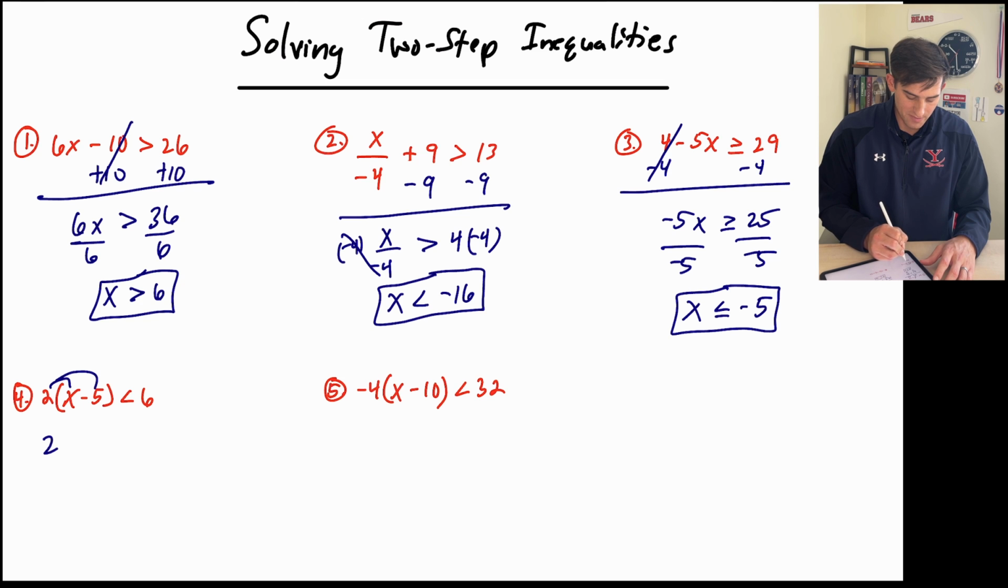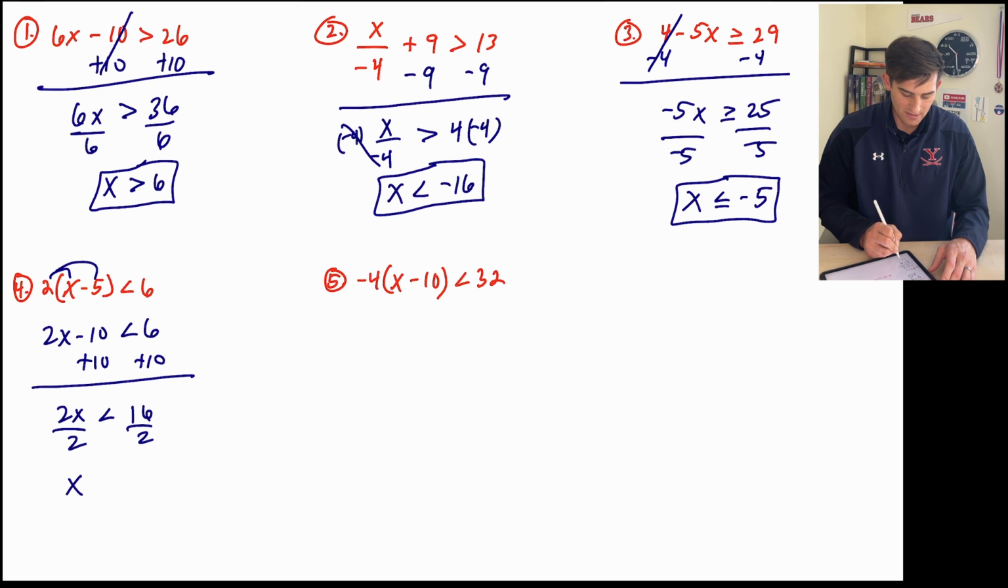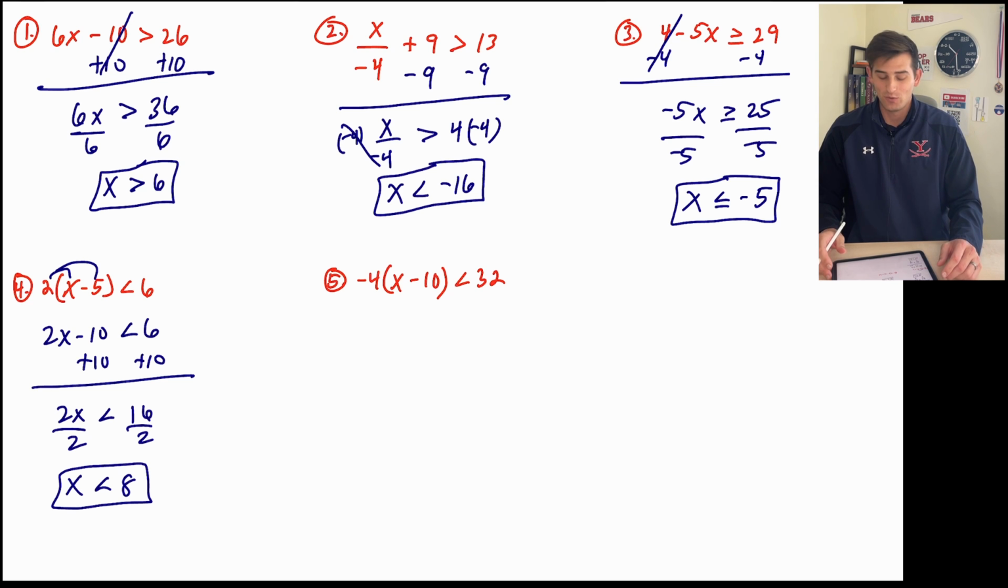So we get 2x minus 10 is greater than 6. Now I'm going to add 10 to both sides. So we get 2x is greater than 16. Now let's divide by 2, and we end up with x is less than, I think I might have said greater than earlier, less than 8. Okay, so that would be our answer for number 4. X is less than 8.